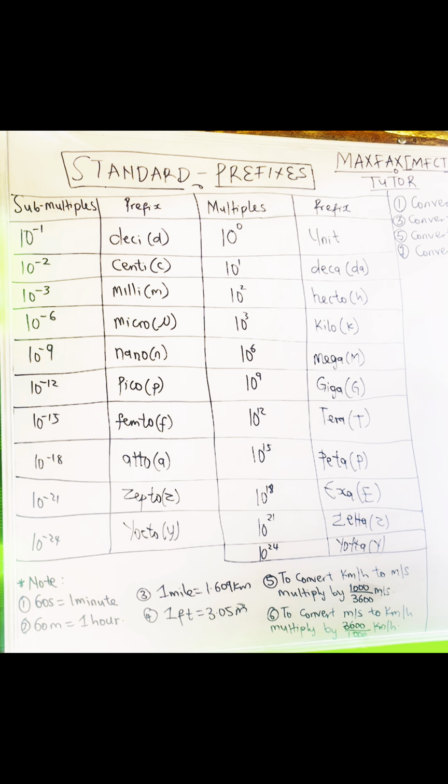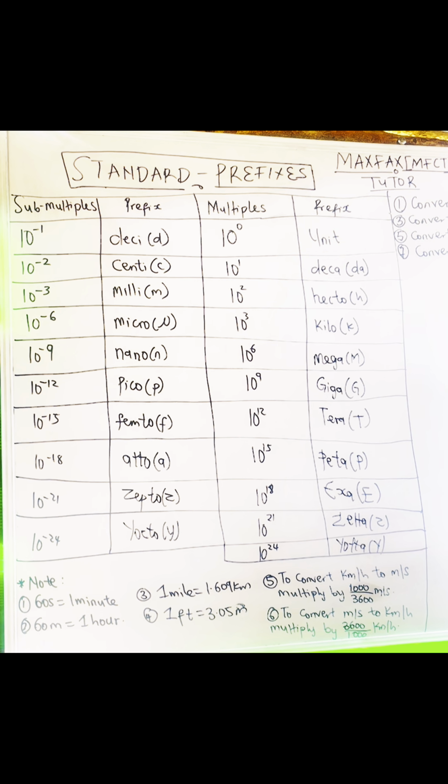We also have the multiples of 10. The first one we are going to start with is 10 raised to power 0, that is units, because 10 raised to power 0 is 1. So 10 raised to power 0 is units, 10 raised to power 1 is deca, 10 raised to power 2 is hecto, 10 raised to power 3 is kilo, 10 raised to power 6 is mega, 10 raised to power 9 is giga, 10 raised to power 12 is tera, 10 raised to power 15 is peta, 10 raised to power 18 is exa, 10 raised to power 21 is zeta, and 10 raised to power 24 is what? Iota.